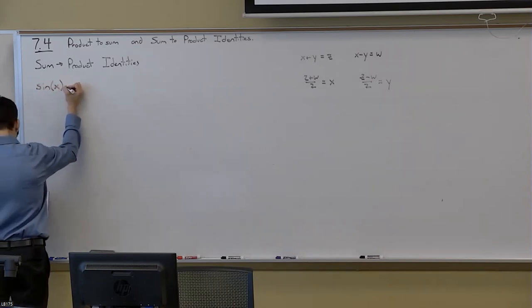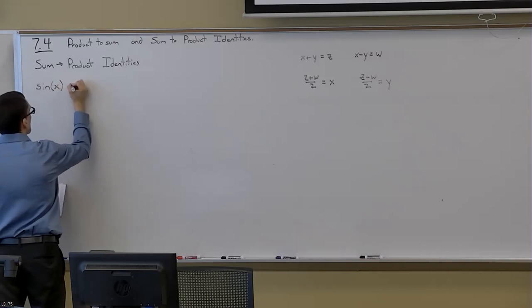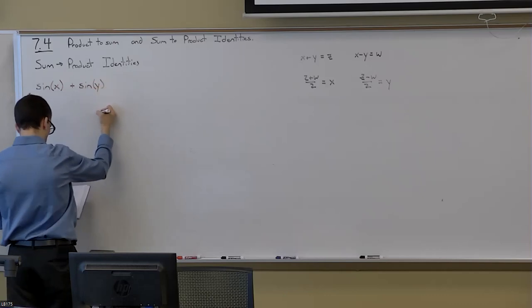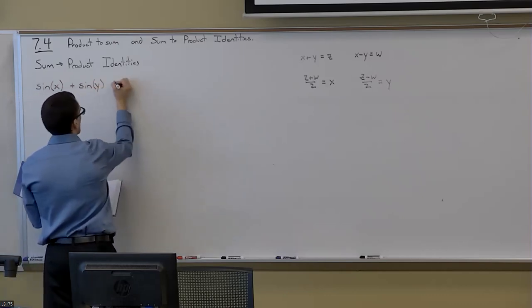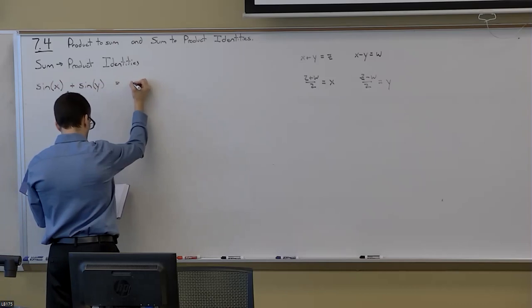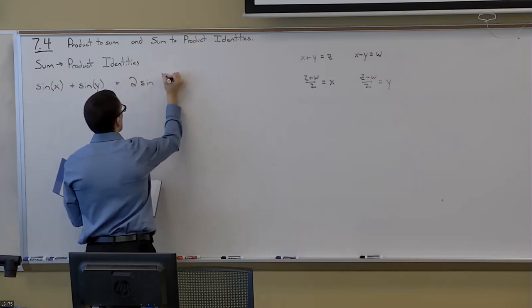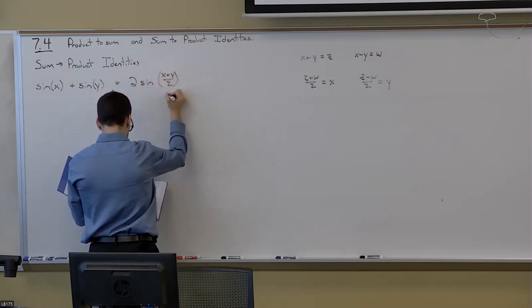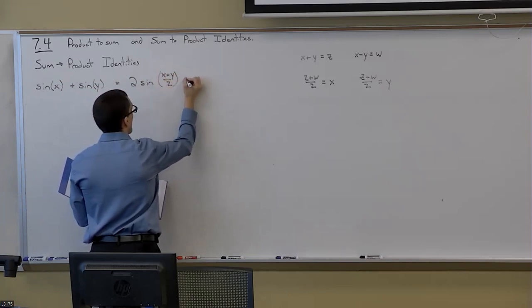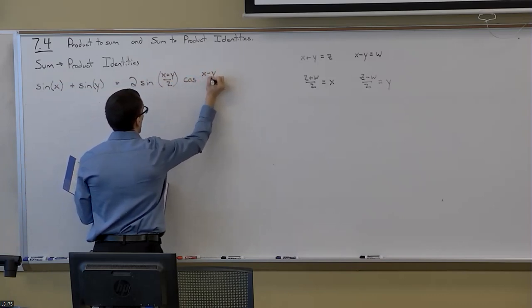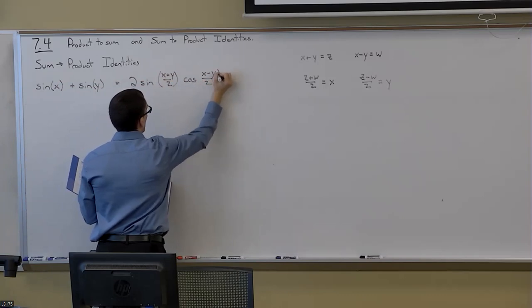Sine of x plus sine of y is equal to 2 times the sine of x plus y over 2 times cosine of x minus y over 2.